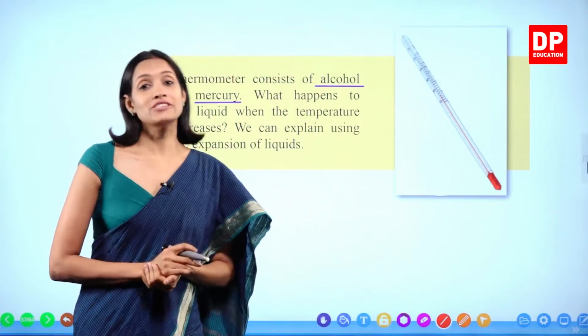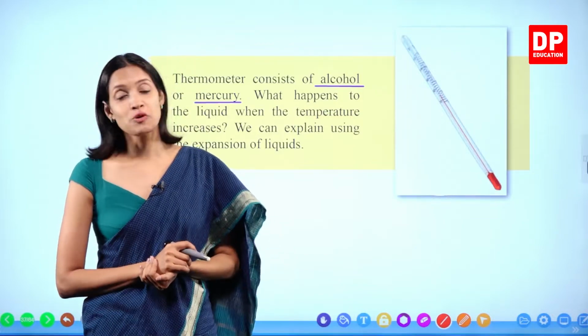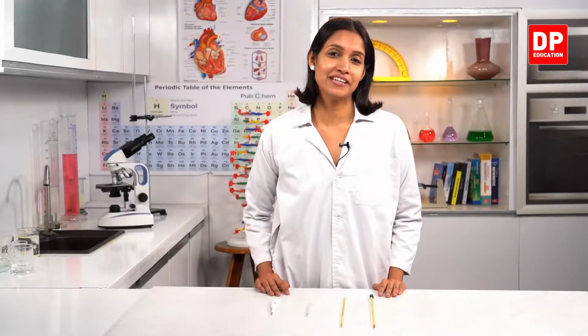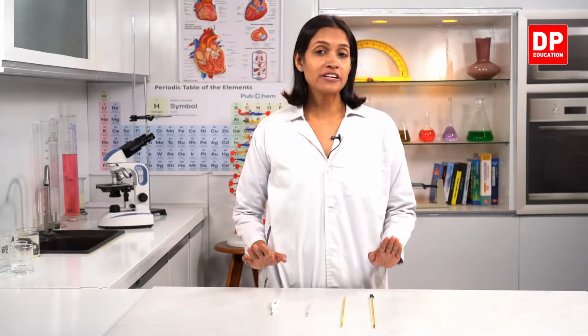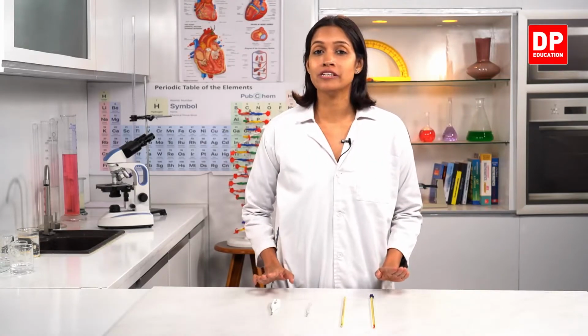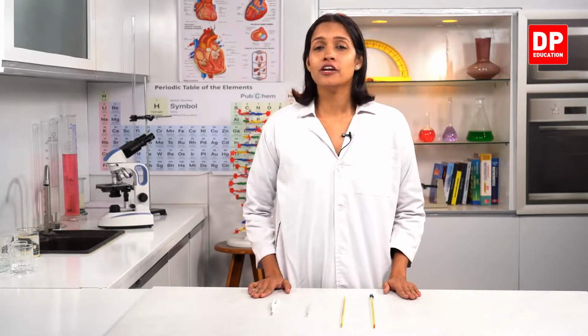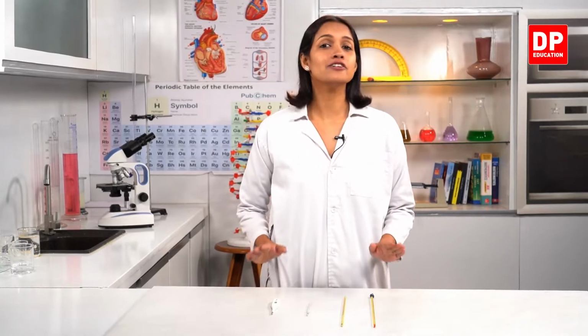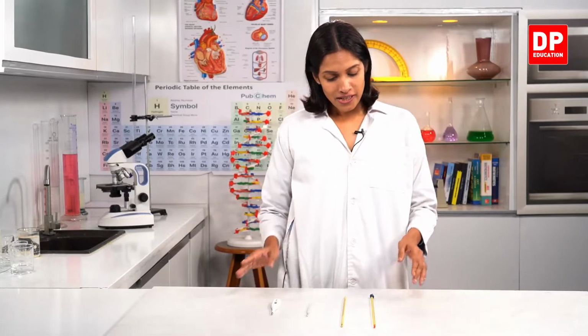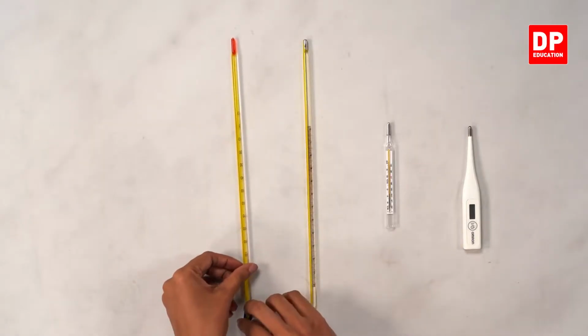Now we are going to see different types of thermometers that we use in our day-to-day activities. Right, children? Now I'm going to show you some different types of thermometers. We all know that we can use thermometers to measure temperatures. When it comes to thermometers, there are two main types, bulb thermometers and digital thermometers. Now look at the first thermometer, children.